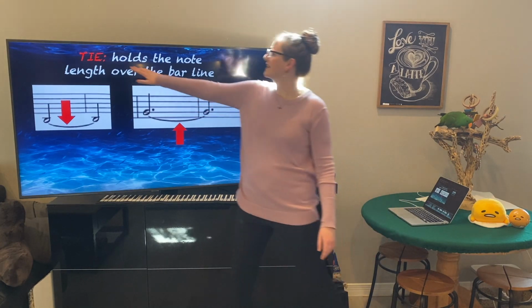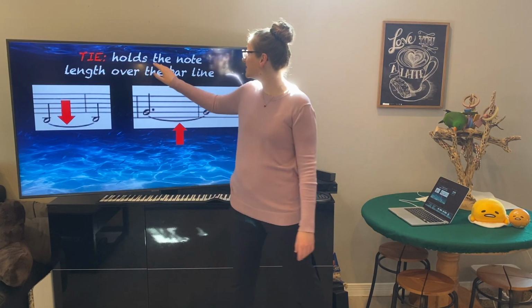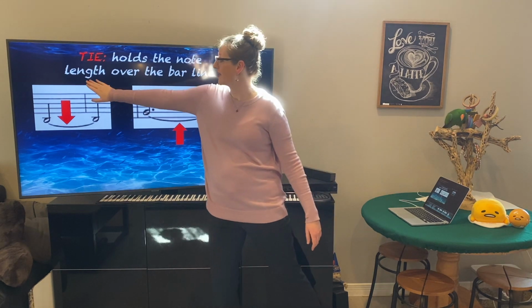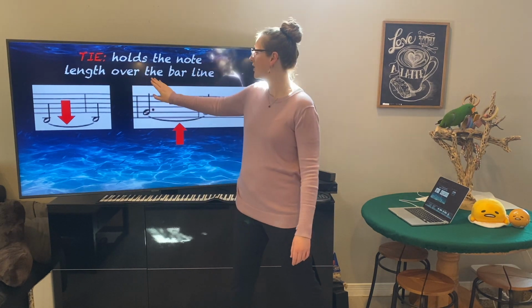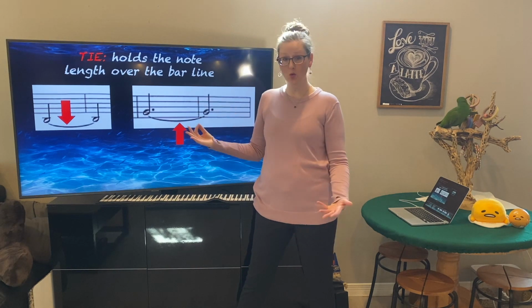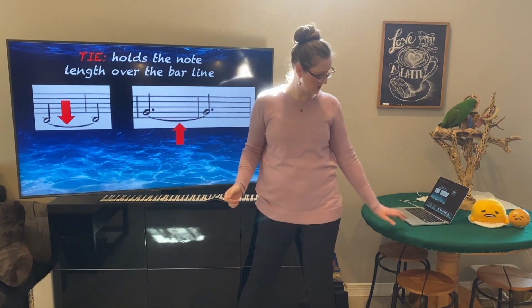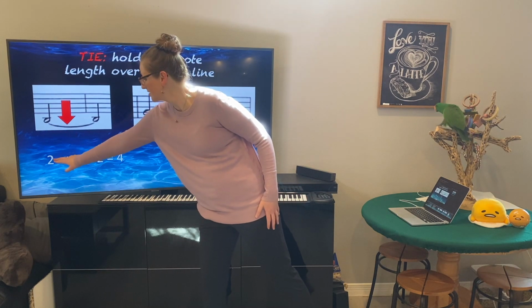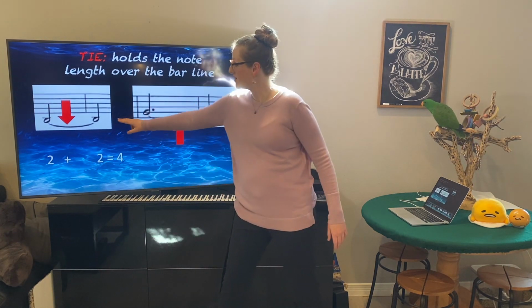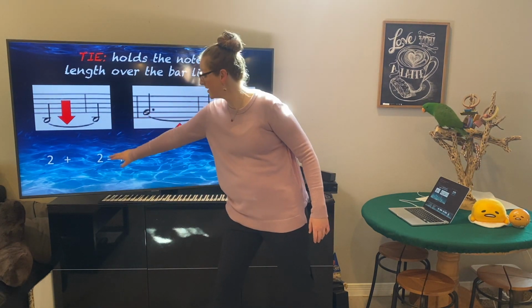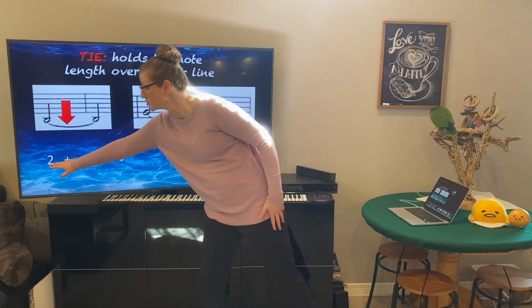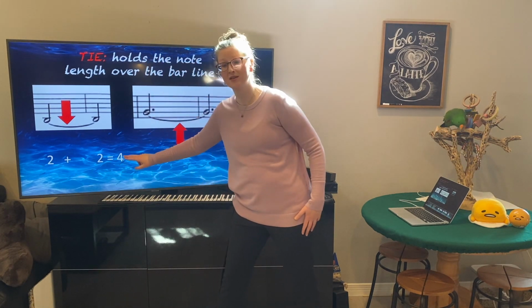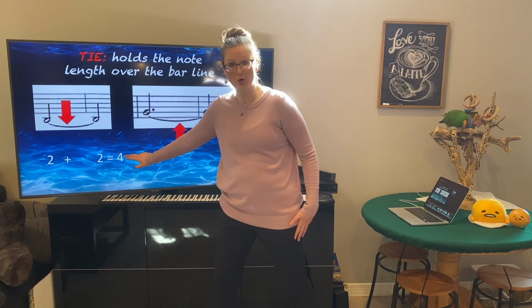Well, a tie holds the note length over the bar line. So what does that look like in math terms? This is a half note. It's 2 beats long. This is also a half note. It's also 2 beats long. So 2 plus 2 is, you guessed it, 4.